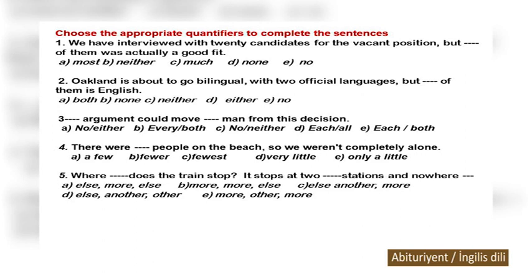So let us look through the answers A, D and C. We can say where else does the train stop? It stops at 2, it means at 2 more stations, you saw, and nowhere else. Do you remember? Nowhere, nothing, nobody else. So our correct answer is A.